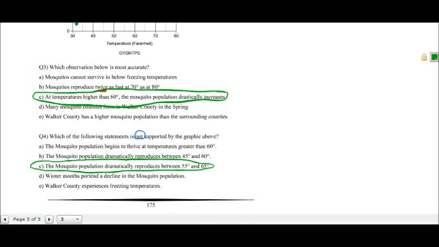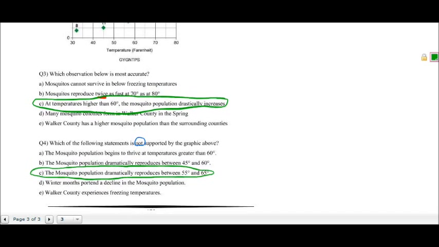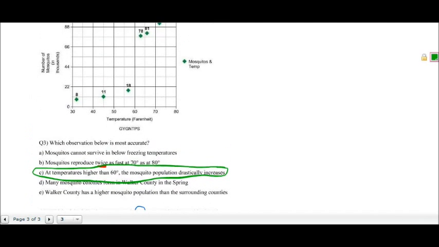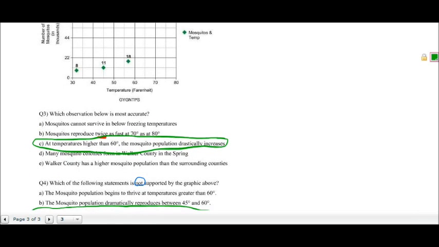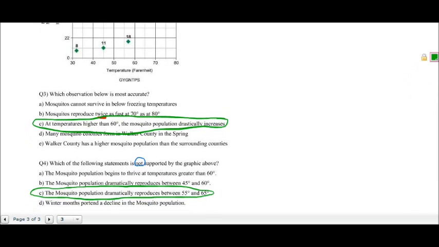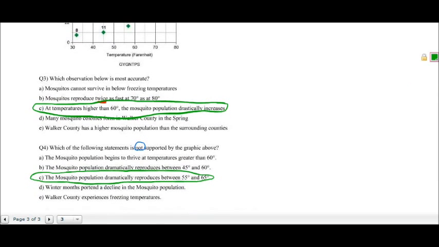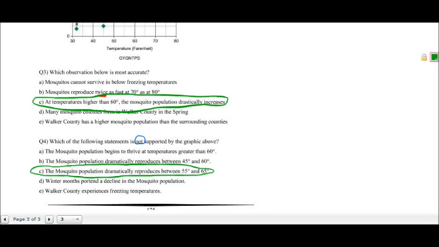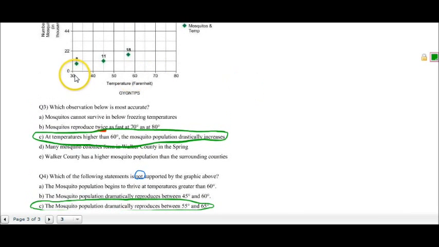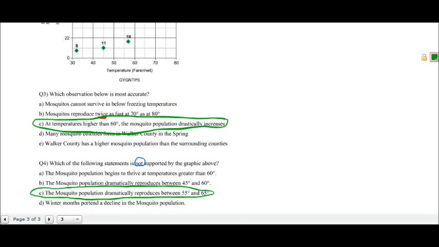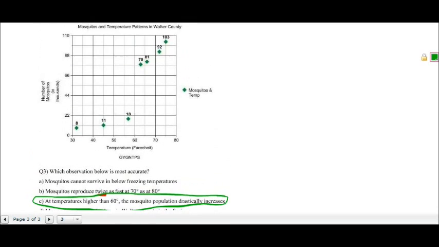Winter months portend a decline in the graphic. So this is not overtly supported, but it's implicitly supported. Winter is colder temperatures, and so we see that that at least is capable of freezing, because there's a 30 here in Walker County. So we know that is implicitly supported. Walker County experiences freezing temperatures. Again, there's a 30 there, so that's also implying that it does. So again, that is supported by the chart. So C is the one statement that is not supported.